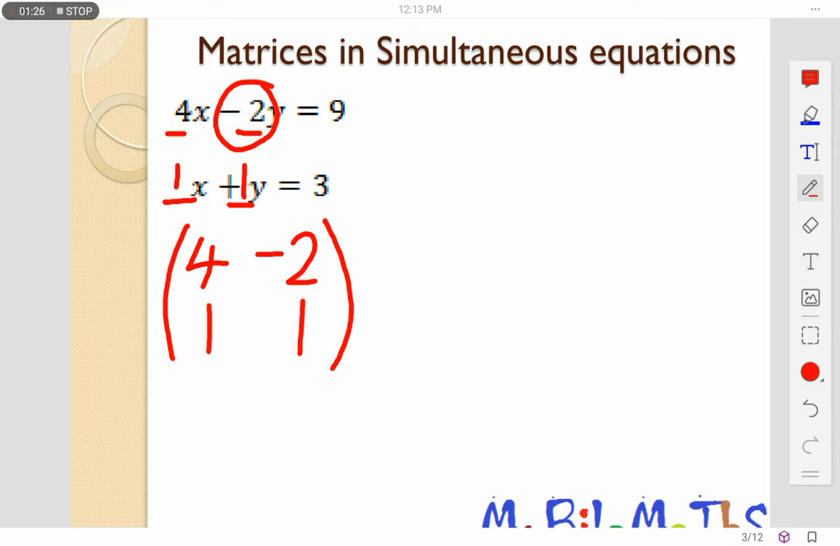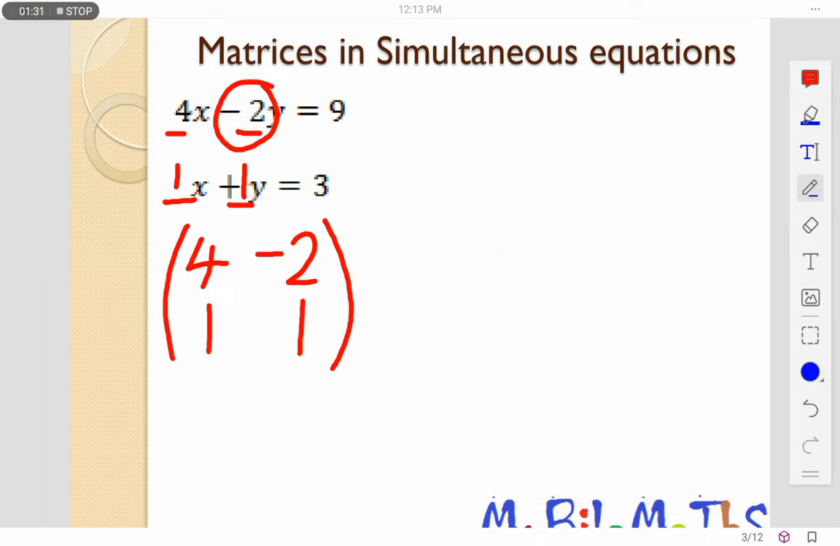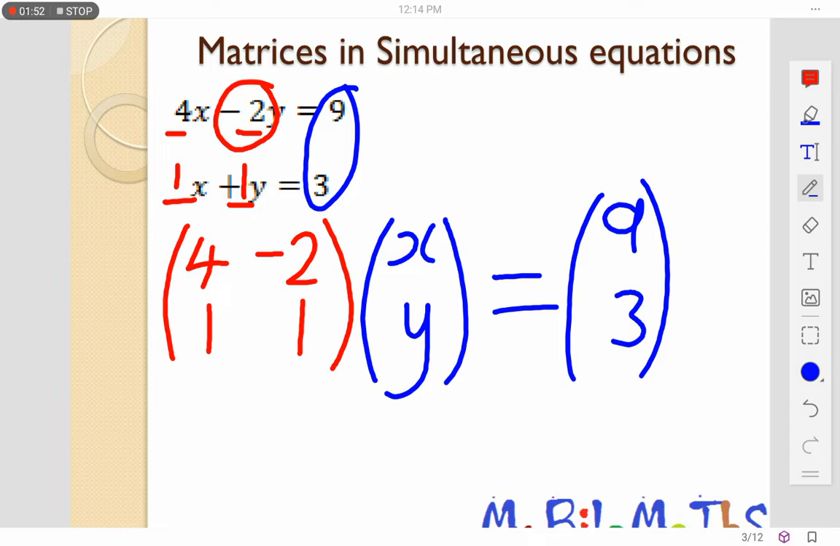Okay, then because on the left hand side we have got functions of x and y, it is going to form a 2 by 1 matrix. So we'll have x and y like that. Then that is equal to what is on the right side, 9 and 3 there, like this. Okay, so this is how we represent our problem from simultaneous equation to a matrix representation.